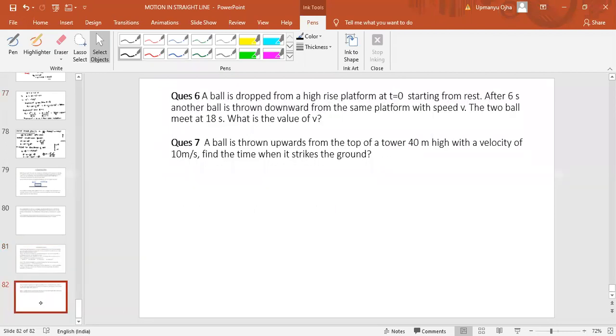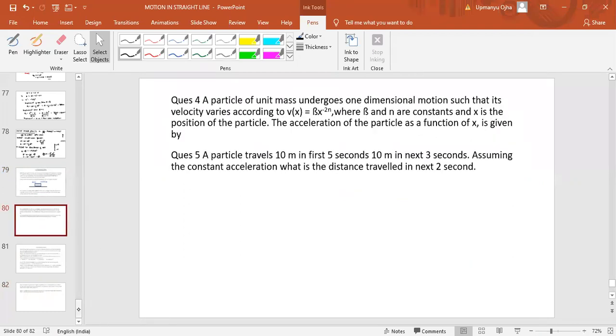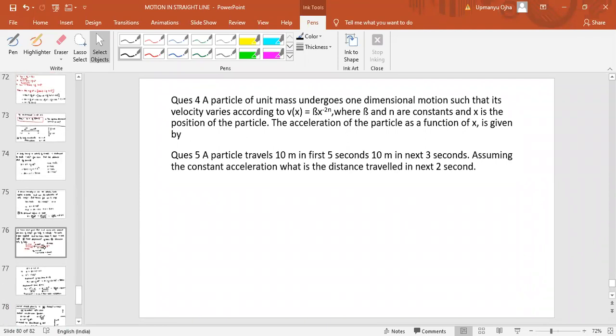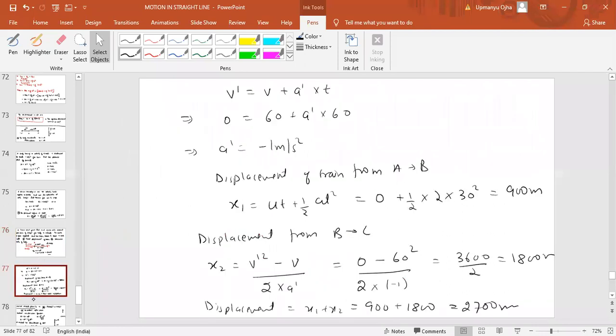So whenever we are using equations of motion, we have to take g as minus 9.8 meter per second square. In general also, g should be minus 9.8 only. Anywhere the motion is under gravity, we have to take g as negative, minus 9.8 meter per second square.